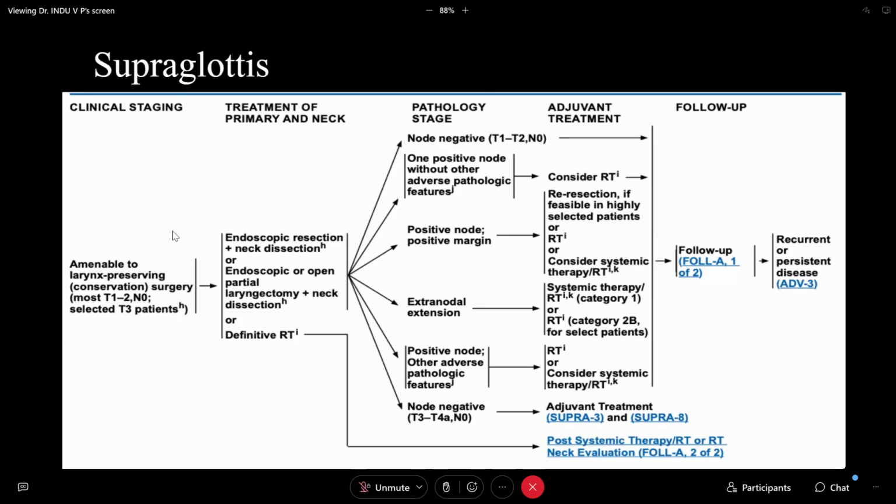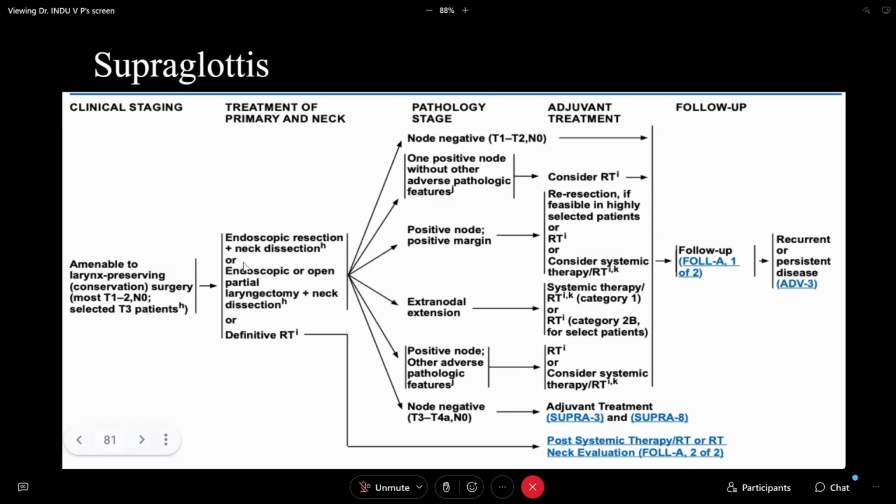Coming to the supraglottis, here the T1, T2 and N0 lesions, and selected T3 patients, can be treated with an endoscopic resection followed by a neck dissection. Neck dissection is needed because supraglottic cancer has a high chance of nodal metastasis. T1 has a chance of around 20% and T2 around 35%. So we can go for an endoscopic resection of the primary lesion along with the neck dissection.